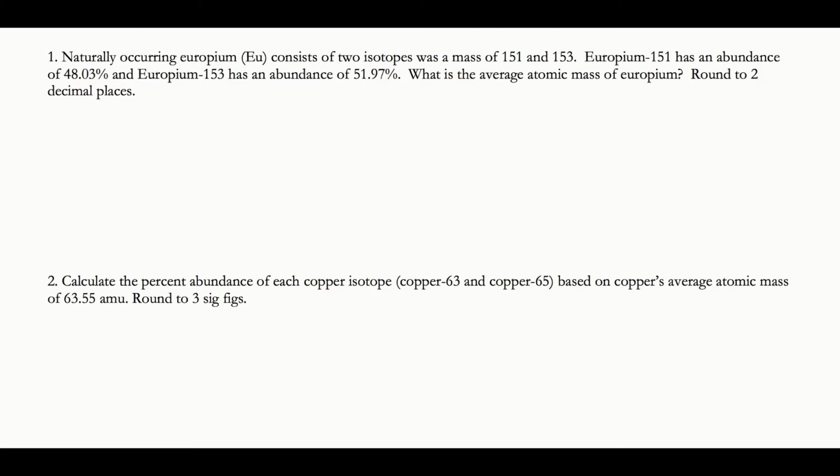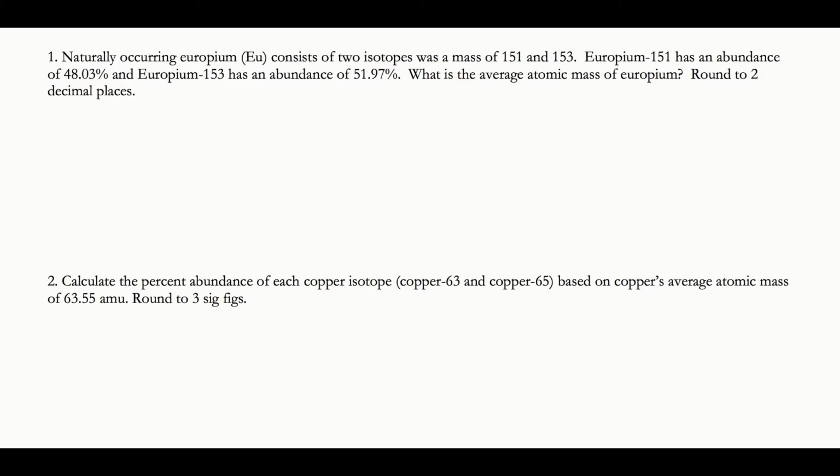So it says naturally occurring europium consists of two isotopes with a mass of 151 and 153. Europium-151 has an abundance of 48.03% and europium-153 has an abundance of 51.97%. What is the average atomic mass of europium?